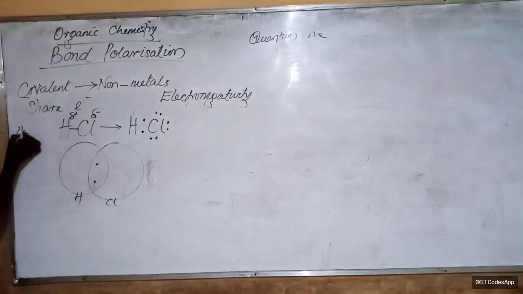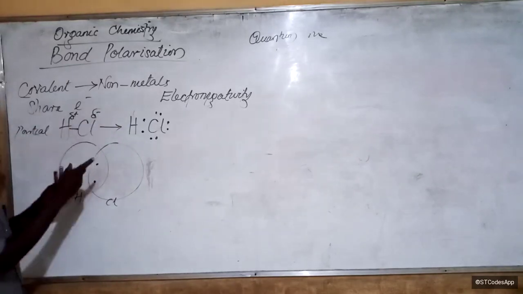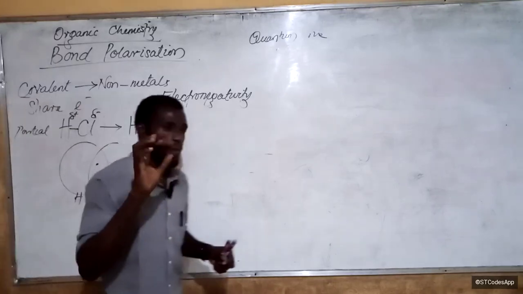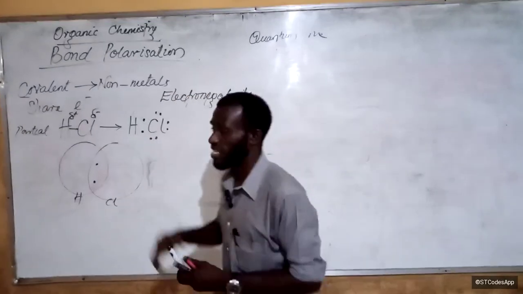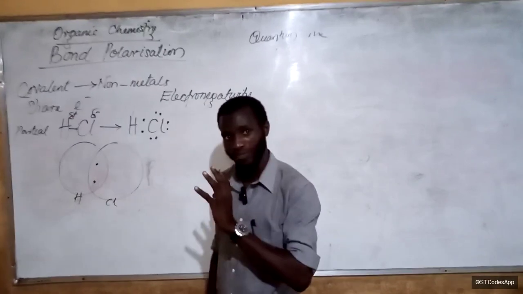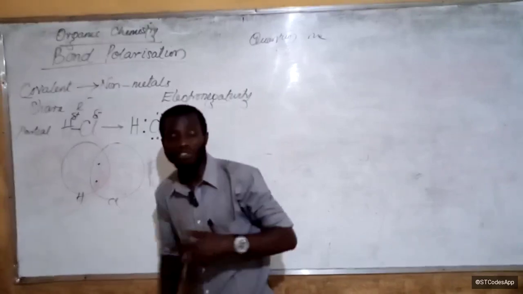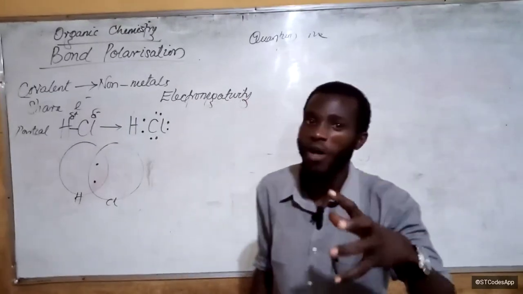Notice the charges are partial. The delta plus and delta minus, they are partial charges, they are not formal charges. Now, this is the difference, that electrons are not abstracted by either of the atoms. This guy did not pull out the electron, this guy did not pull out the electron. But both of them are sharing, but there is an unequal sharing.